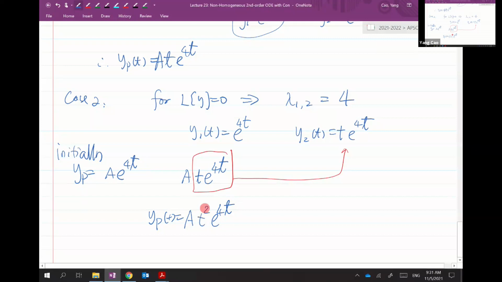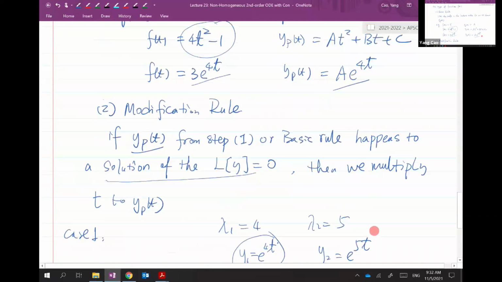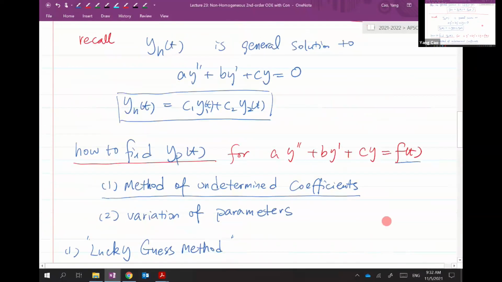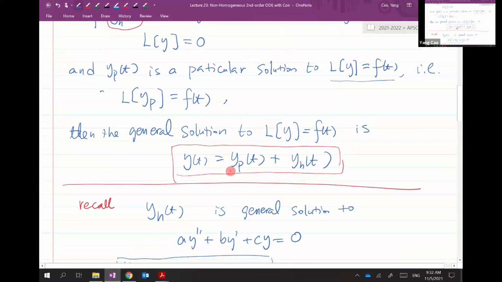So bottom line is that the reason you're multiplying by t or multiplying another t is to try to make this choice of yp to be what? To be different from the y1 and y2 from your homogeneous ODE. So that's the point. You wanted to make it different. Okay. So you might wonder why, right? This reason gets back to the theorem that we listed here. So remember the theorem of a general solution for non-homogeneous is y of t equal to yp plus yh of t. Okay, that's your general theory.